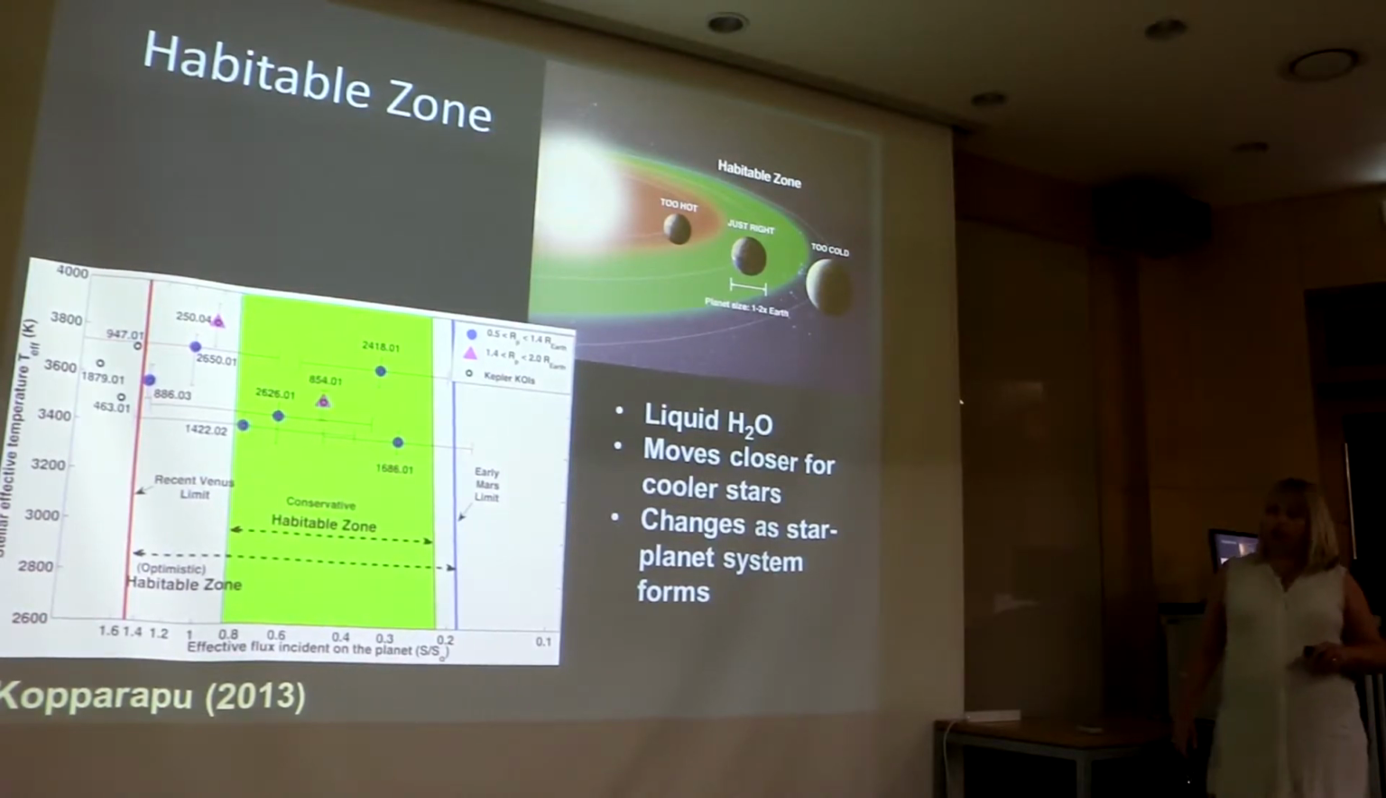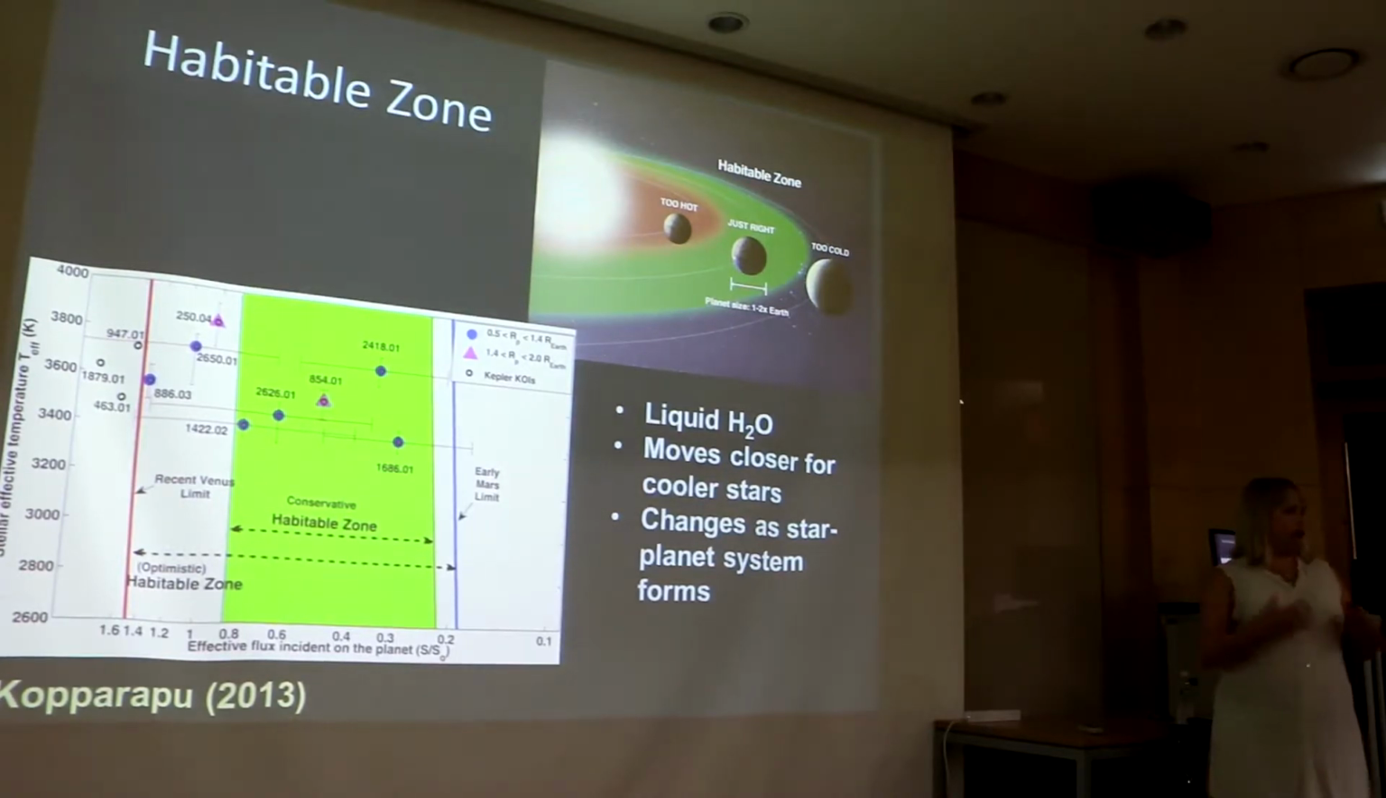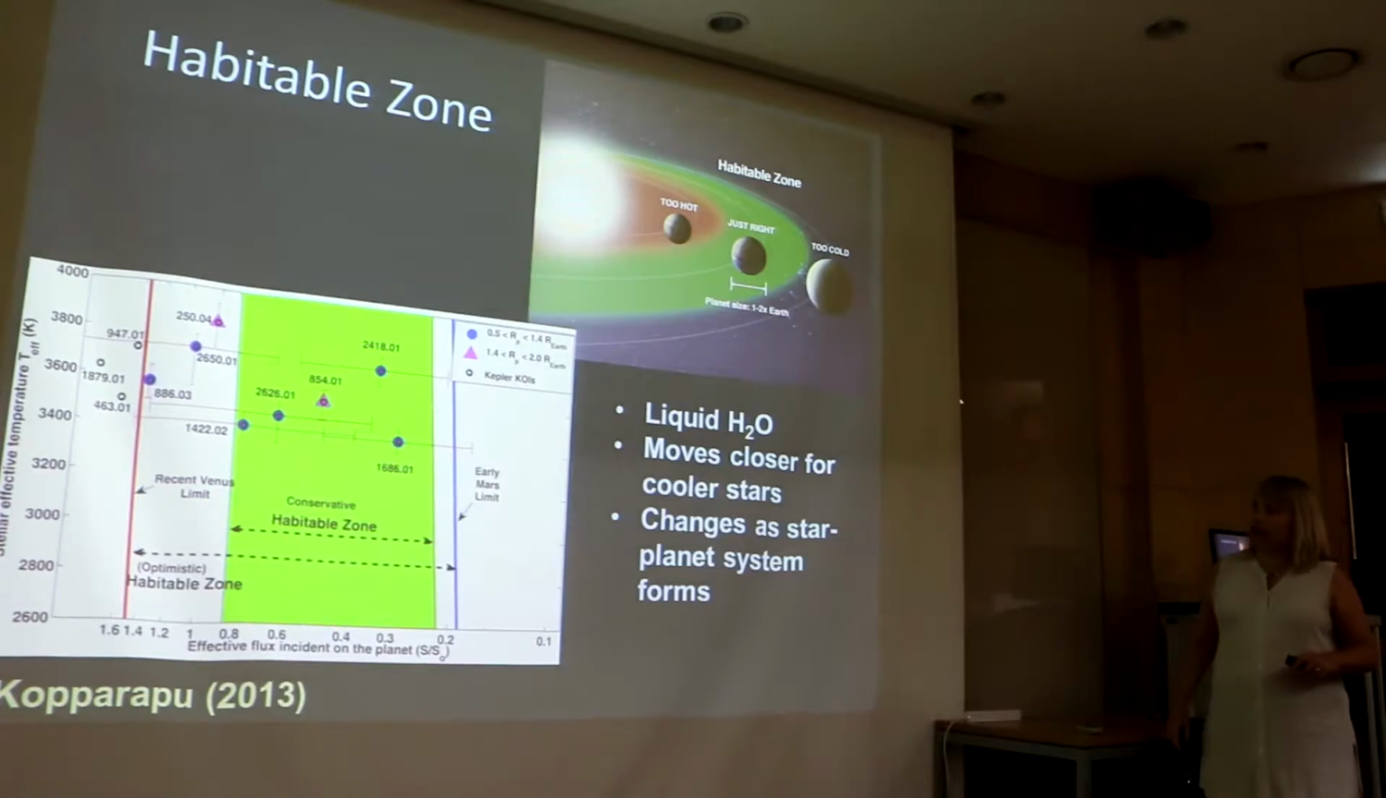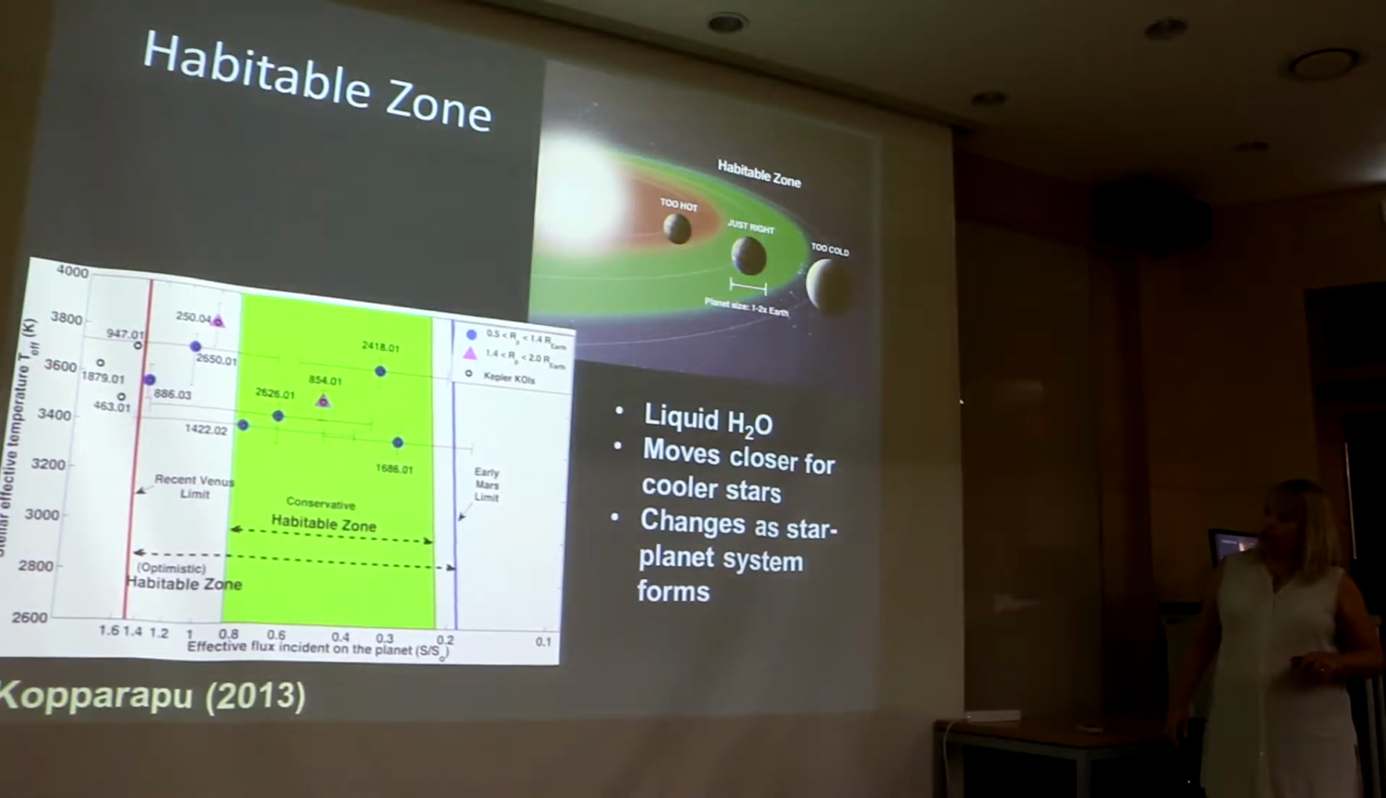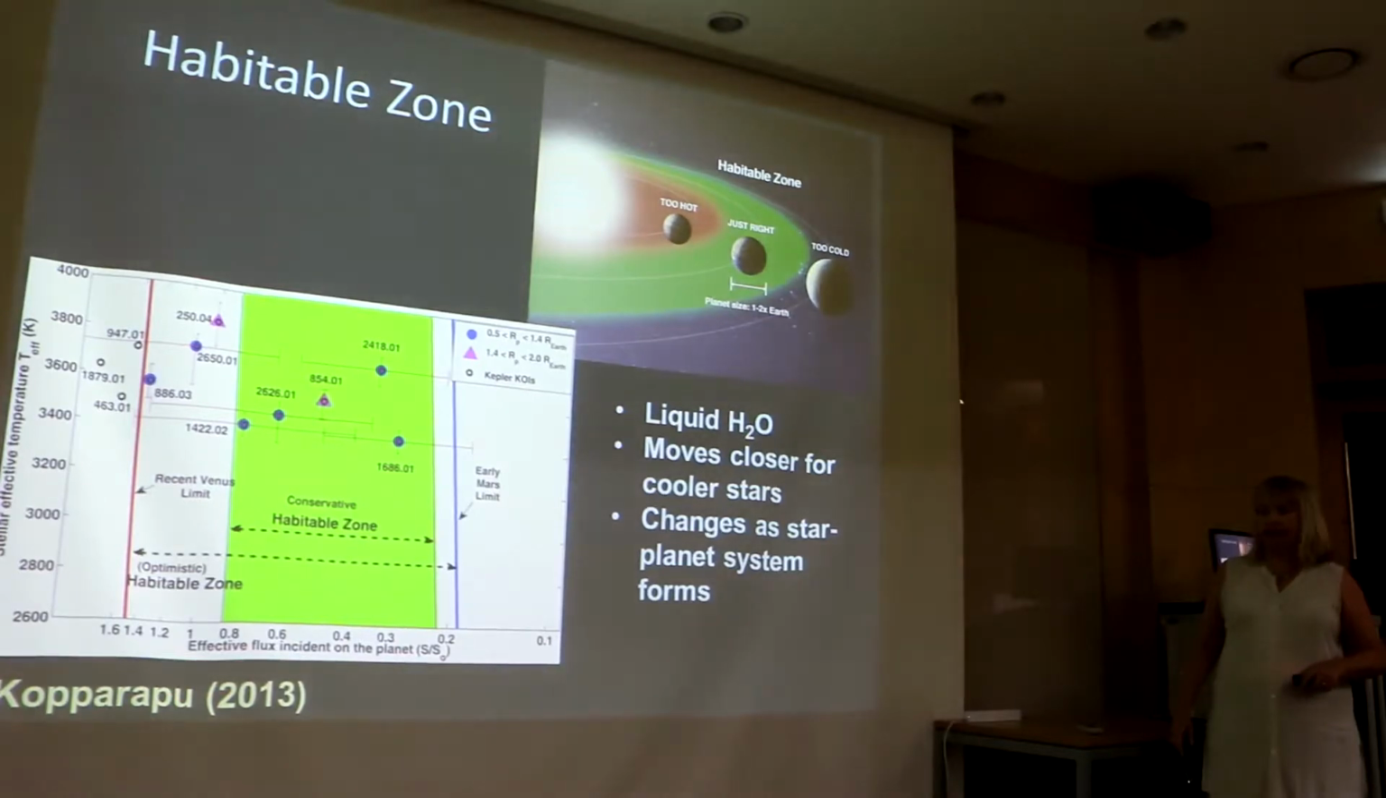And what it shows you is that where the habitable zone is depends on the star. If you have a star that's as hot as the sun, the habitable zone will be further away from the star because there will be more light hitting the planet. But as you get to cooler and cooler stars, the habitable zone will start to move inward because you have to get closer to the star to get enough stellar flux to be able to have water become liquid.